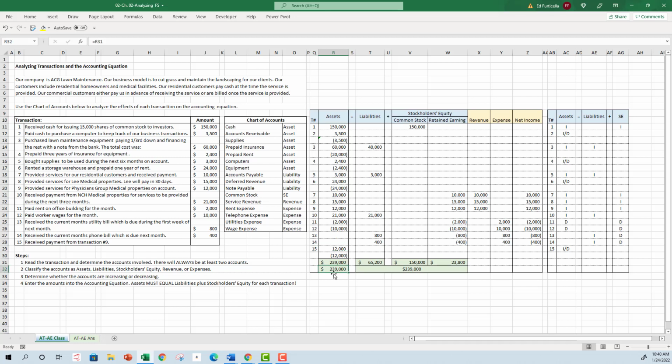So this drill gives you a good idea of how to analyze transactions and see their effect on the accounting equation. My first column showed you the transaction. The middle shows you the effect on the accounting equation. In the far right columns, identify the increase, decrease, or no effect of each of the transactions.